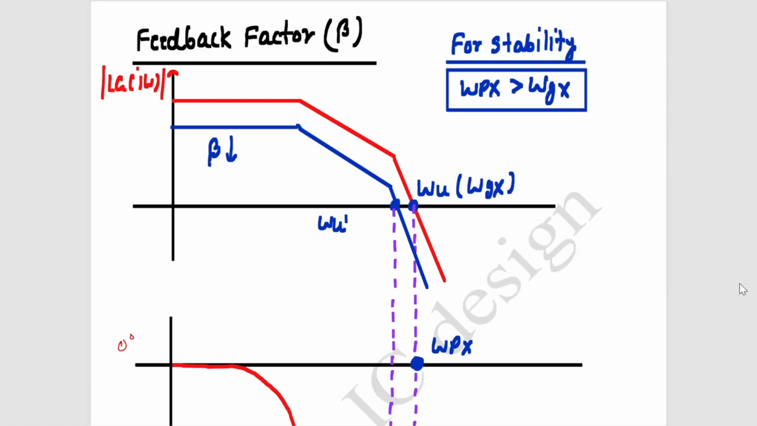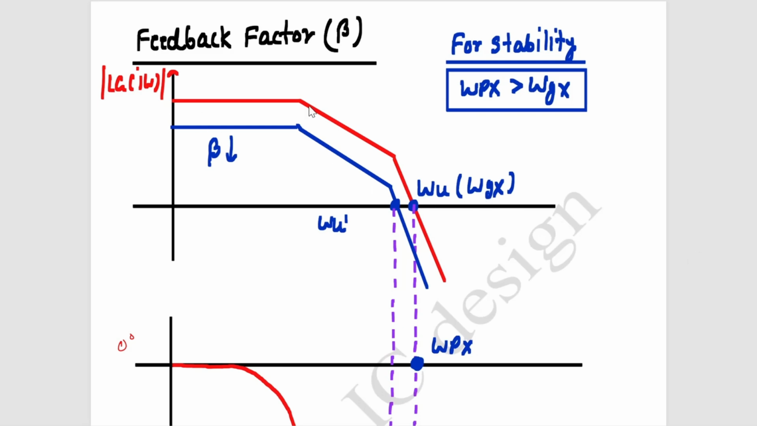Hello everyone. Today we will see open loop system, loop gain system, and closed loop system. And we will check pole locations, bandwidth, unity gain frequency of all the systems, and we will relate all these parameters to each of the systems. So before we start, let's see the impact of beta on stability.